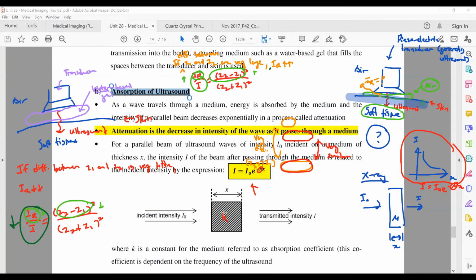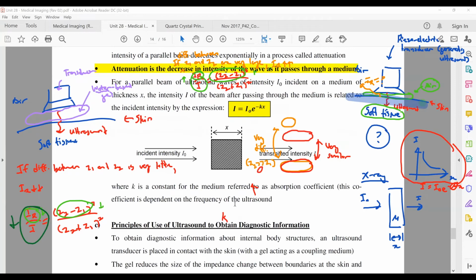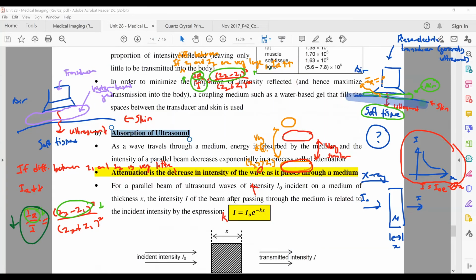So the part where you talk about the ultrasound intensity decreasing as a result of it being absorbed by the medium is what we call attenuation. Attenuation is the decrease in intensity of the wave as it passes through the medium. The reason why there is a decrease in intensity is because it is absorbed by the medium as it passes through. So its intensity will decrease with distance. Okay, so that part is okay.